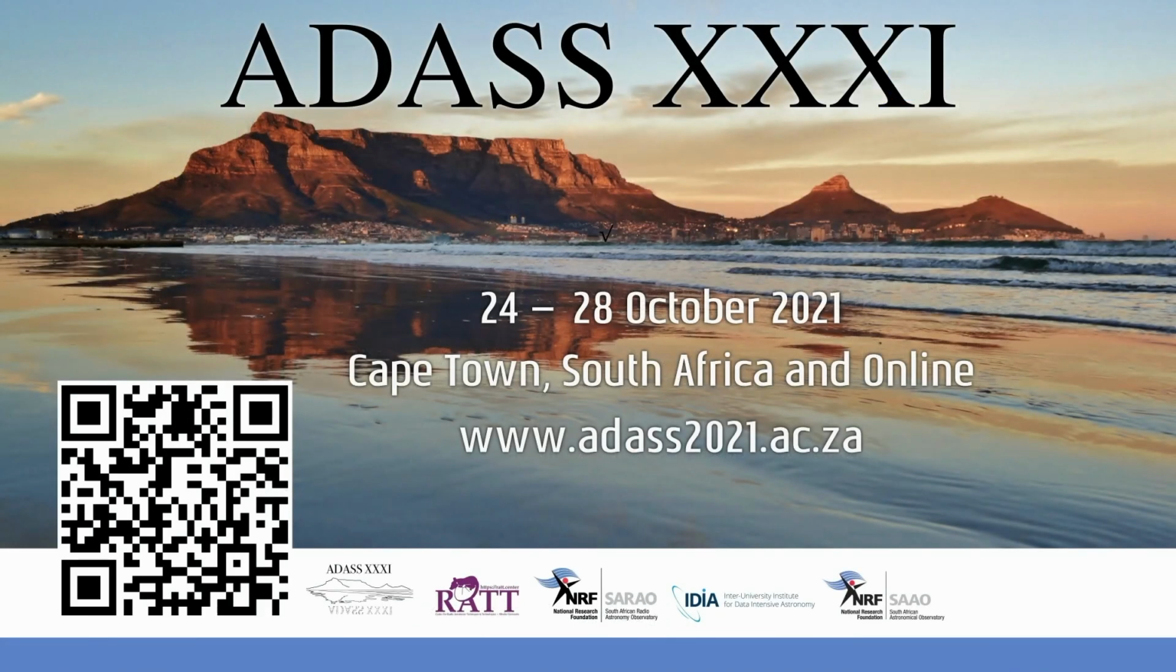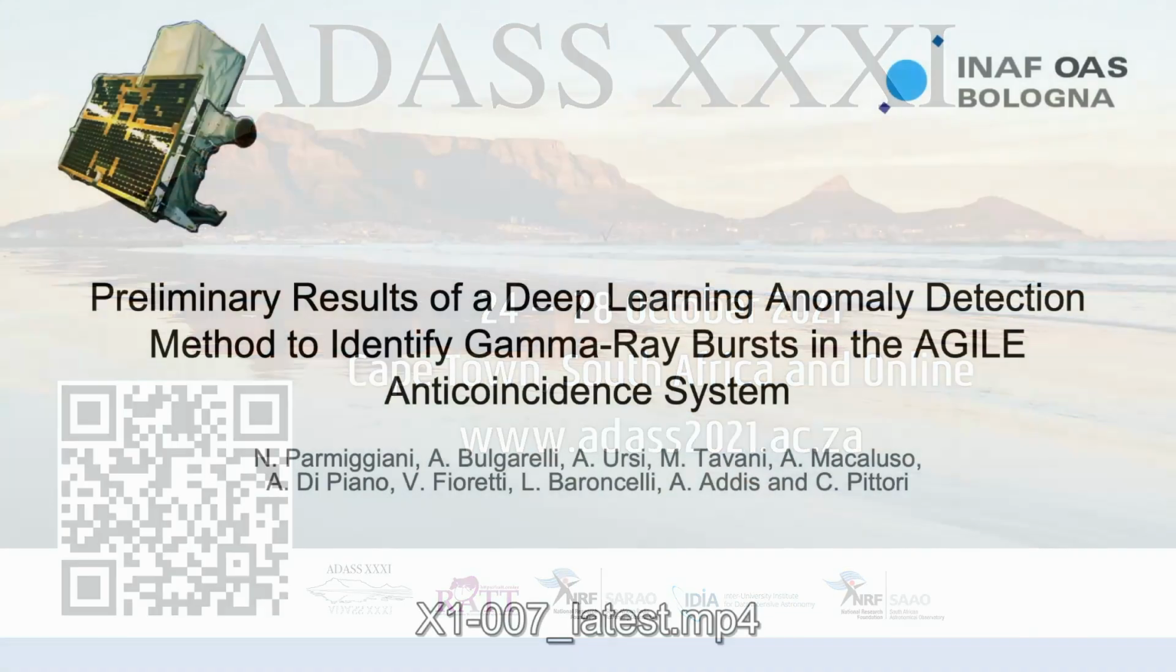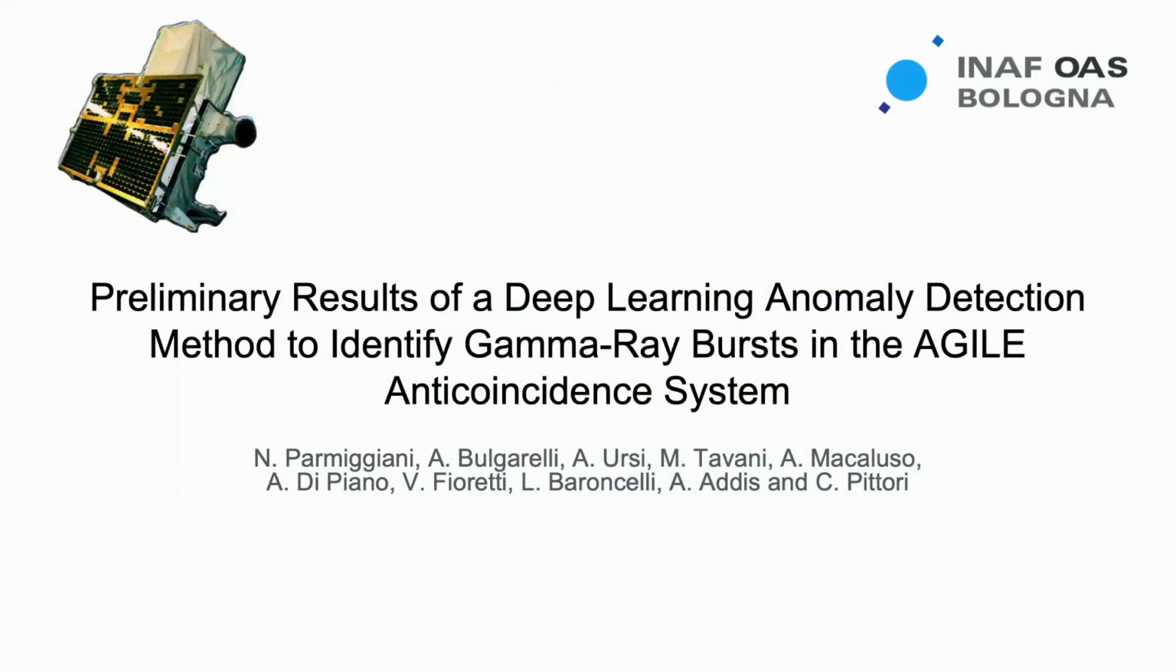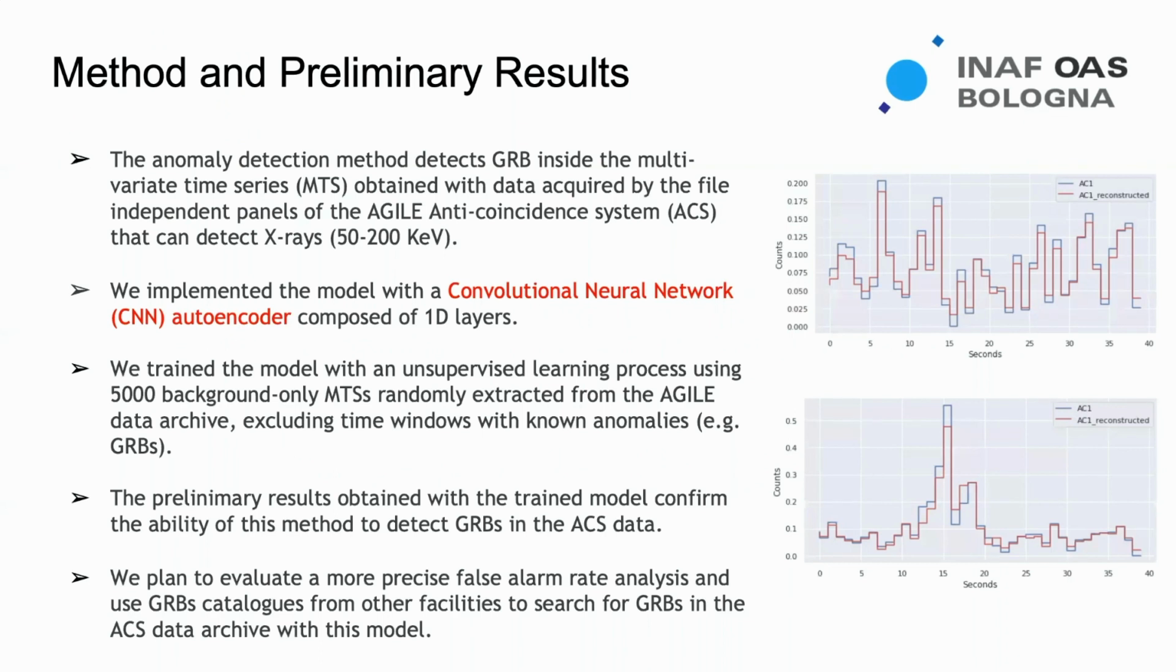Hello to everyone. In this short talk, I will present the preliminary results that we obtained with a deep learning anomaly detection method developed to identify gamma ray pulses in the data acquired by the AGILE satellite. This anomaly detection method aims to detect GRPs in the multivariate time series acquired by the 5 panels of the AGILE anti-coincidence system. We implemented the model with a convolutional neural network autoencoder.